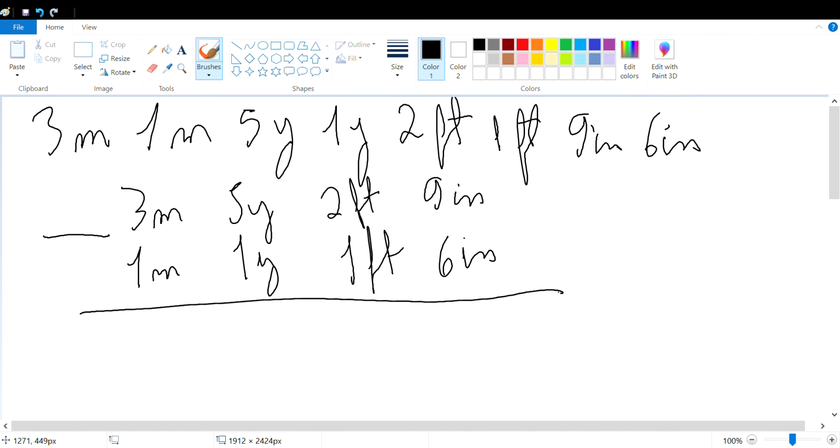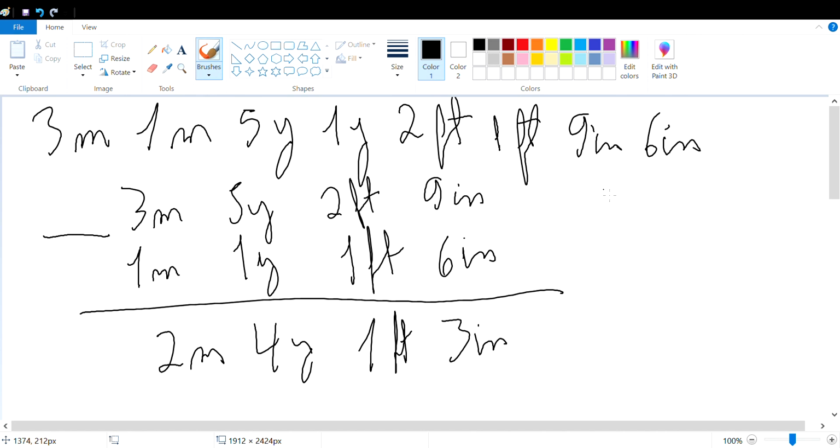6 minus 9, 3 inches. 1 minus 2, 1 foot. 1 minus 5, 4 yards. And 1 minus 3, 2 miles. Answer: 2 miles, 4 yards, 1 foot, and 3 inches.